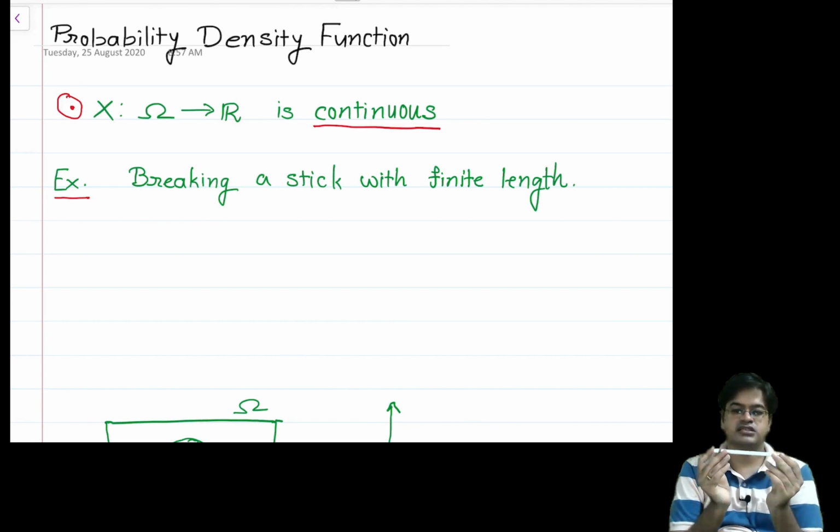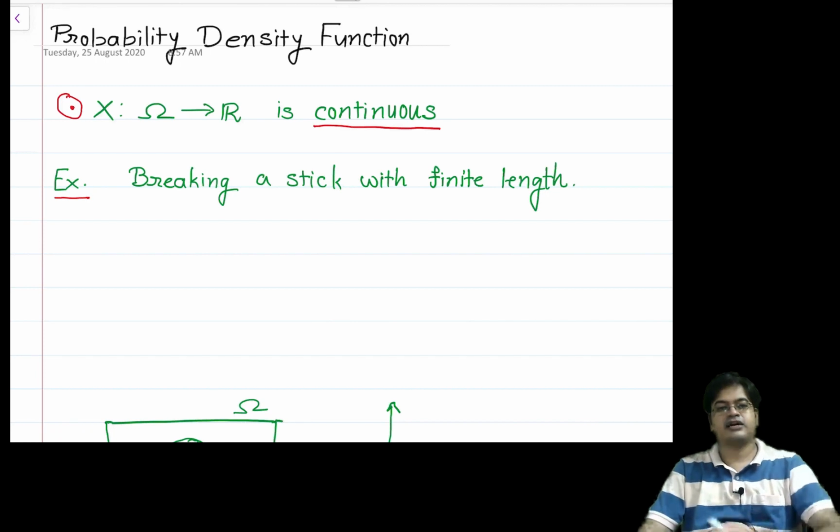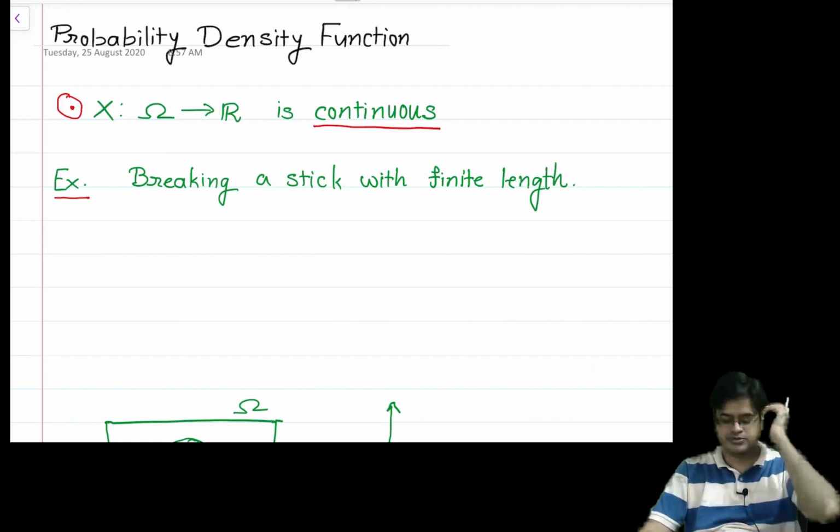Let us say this is a stick of unit length, and the tip is 0 and the end is 1. So I am associating the entire length, that is, on the real line I am associating the interval 0 to 1 to this particular experiment. That kind of experiments are continuous experiments.